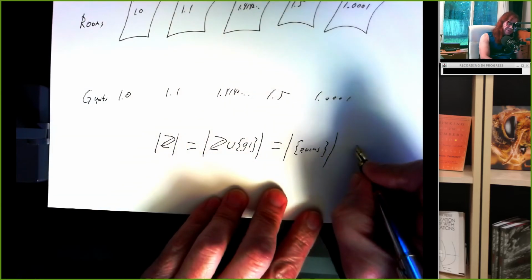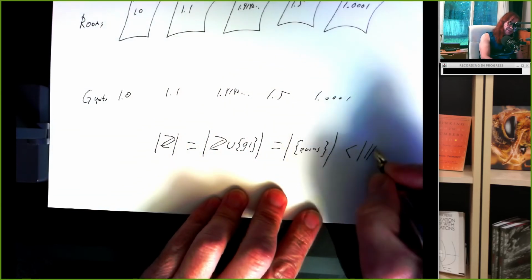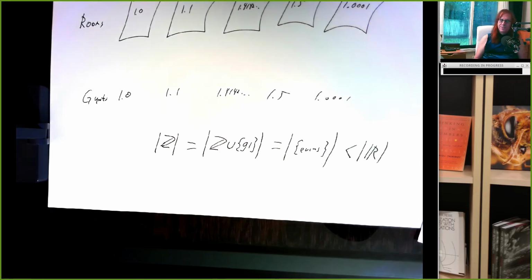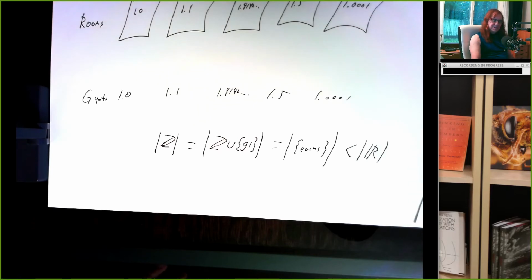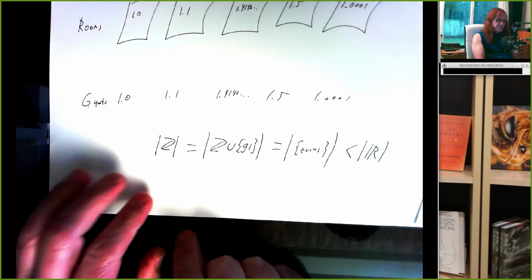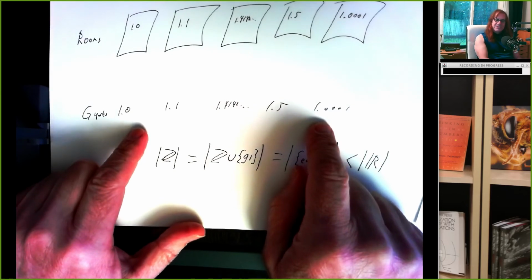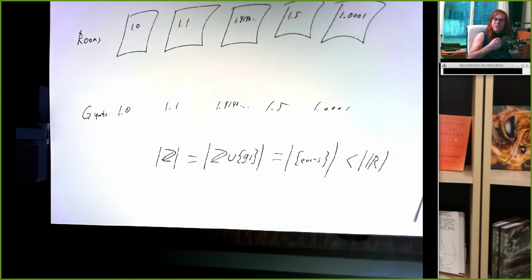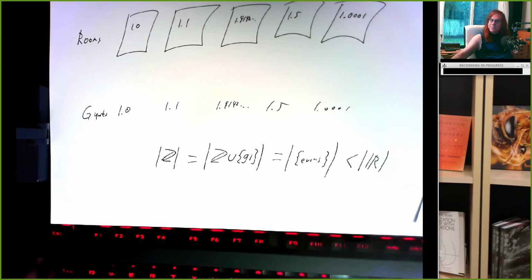But it turns out it's smaller than the cardinality of the set of reals. Even just the reals between 1 and 2. And so there are different sizes of infinity. There's the infinity of the integers, and there's the infinity of the reals. And the reals are somehow a bigger infinity. And we can prove that.